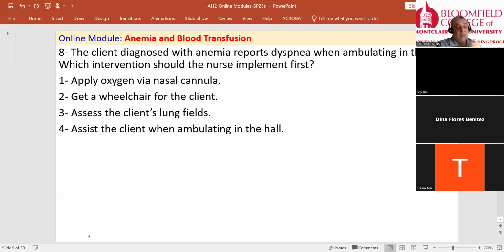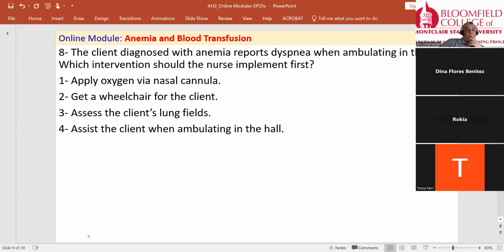I could say apply oxygen because anemia can cause lack of oxygen. Well, we can assess O2 alone, maybe, but how do we know? Because it says the client with anemia reports dyspnea when ambulating in the hallway. So the patient has dyspnea when? Ambulating in the hallway.